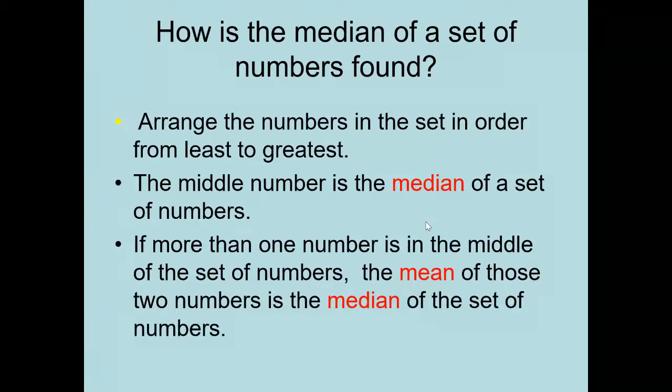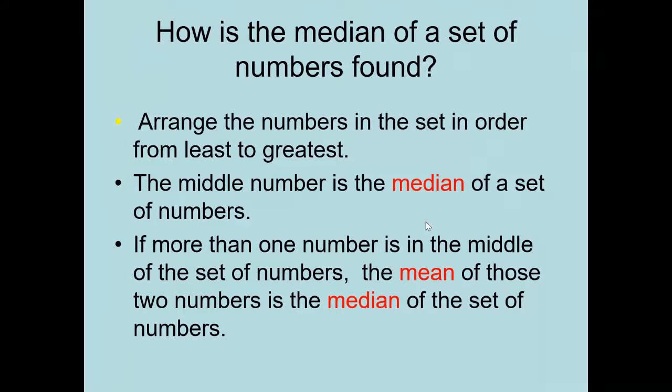the middle number is going to be the median, okay? Now, if you have an odd number, like say you had 7 numbers in your set, you would get exactly one number in the middle. 3 would be less than that number in the middle, and 3 would be more than that number in the middle. But what happens if you have an even number of numbers?